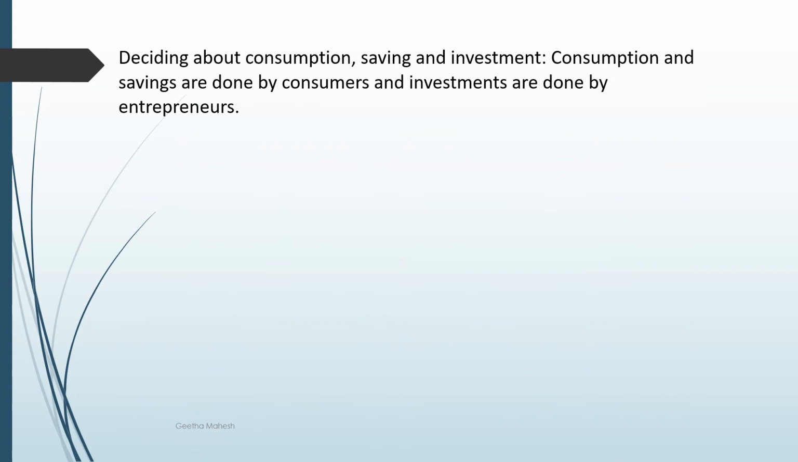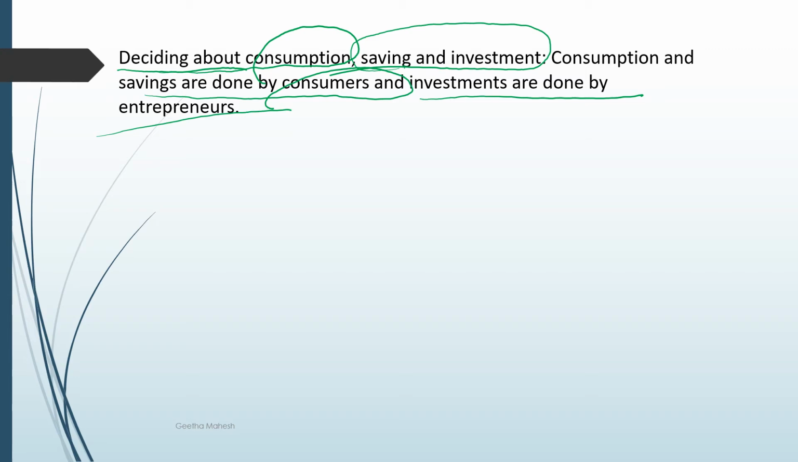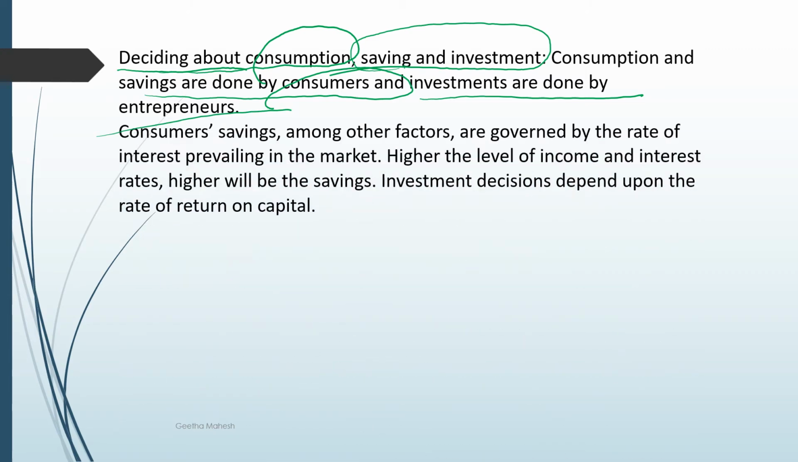Next one is provision for economic growth, that is nothing but deciding the consumption, saving and investment. Consumption and savings are done by consumers, whereas investment are done by entrepreneurs. The consumer savings among other factors are governed by rate of interest. If there is a high rate of interest, high savings will be there. And at the same time, savings also depends on higher level of income. If you have higher income, then your savings will be higher.